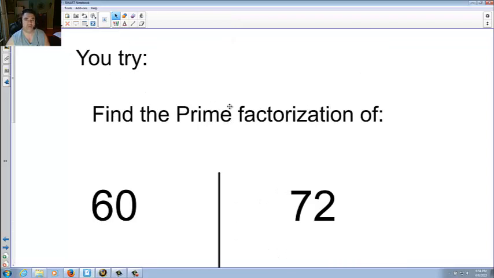You try. Go ahead and try each one of these. Try 60 and then try 72. Break them down to the smallest parts and then attempt to put them in exponents. Go ahead and pause it this time. Let's see how you did.